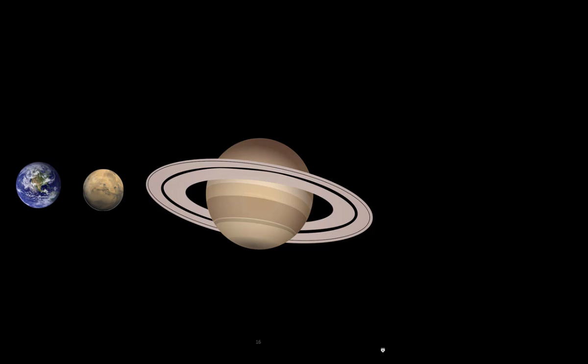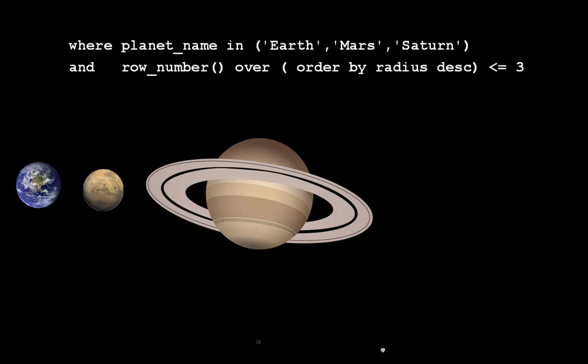The kind of expression we're expecting to write to satisfy this requirement is something like this. Restrict the planets to Earth, Mars, and Saturn, and using our familiar row number analytic, restrict it to those who are ranked less than, well, effectively the top three. Now, the question is, which would we apply first?